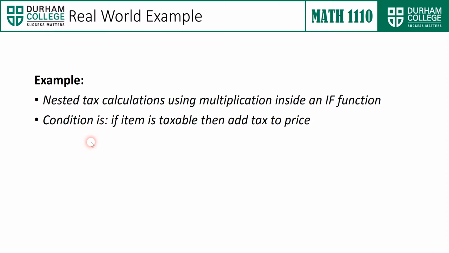Okay, and it should be something like this. The condition should be that if the item that we're talking about is taxable, then add tax to the price. Right, so it is just an example. I suggest you do this, and this will give you more experience.